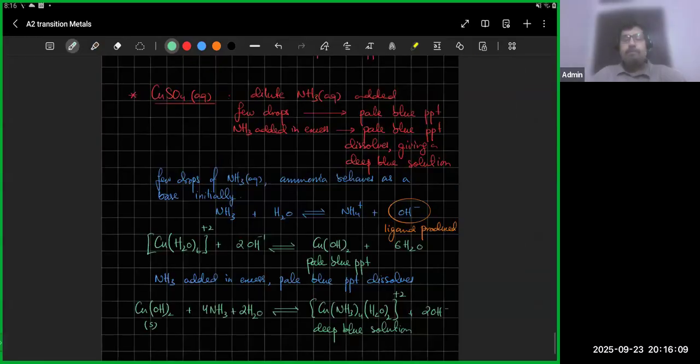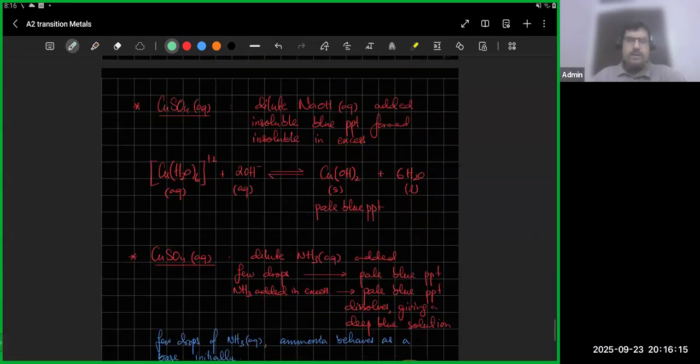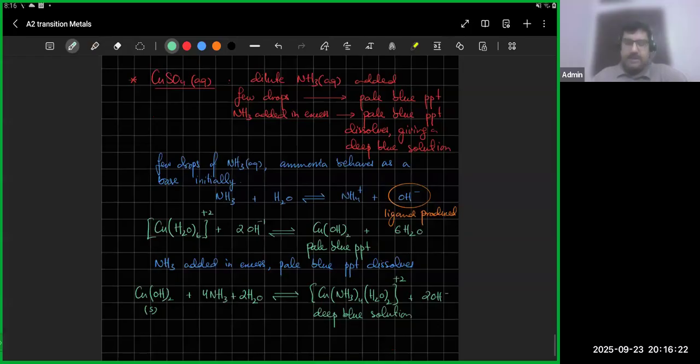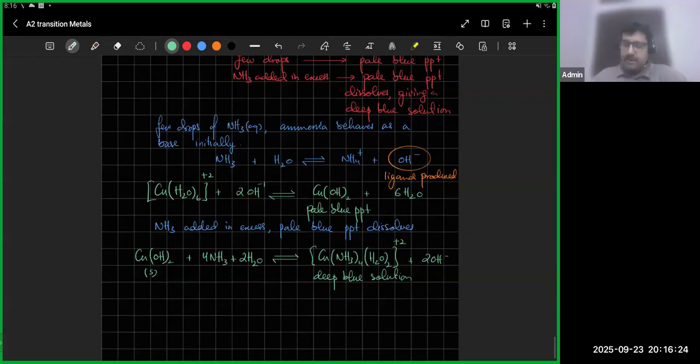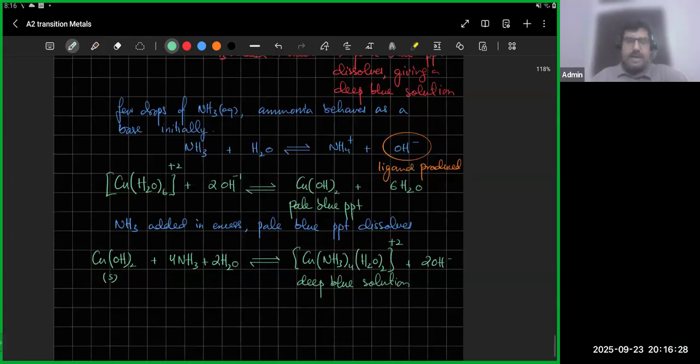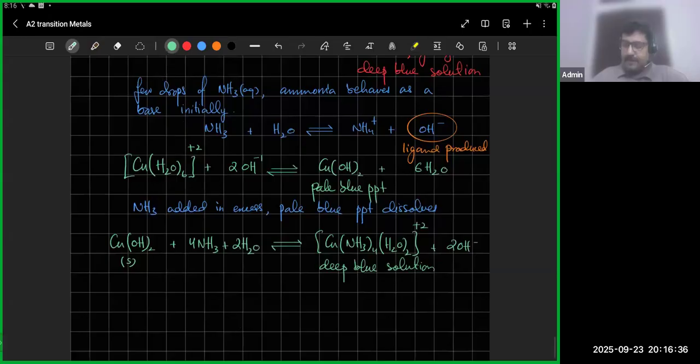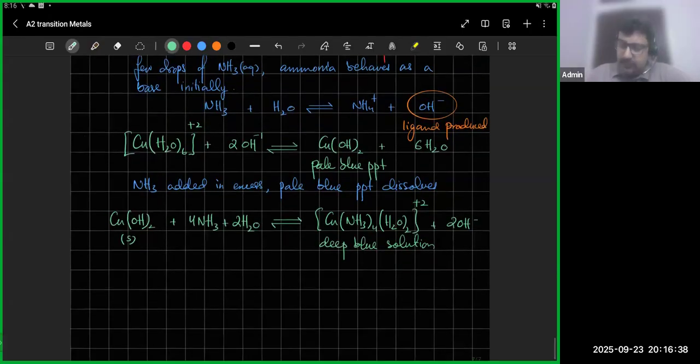Now remember, this is all you've got to remember. You basically have to remember what's going on when copper sulfate reacts. There are not a lot of equations, but they're going to literally ask the same question. What happens when you add a few drops of ammonia? You have to explain it using an equation. What happens when you add excess ammonia? You're going to write an equation. You're going to tell them this is what's going on: there's a ligand exchange that's happening.